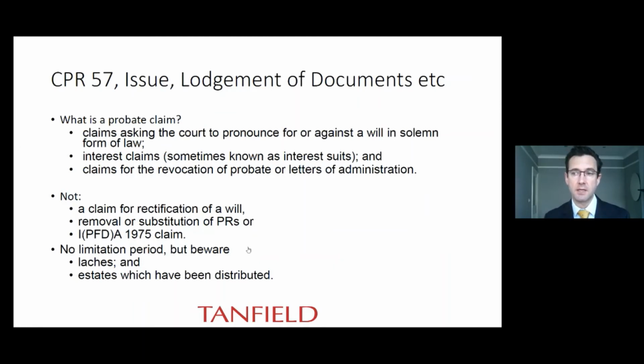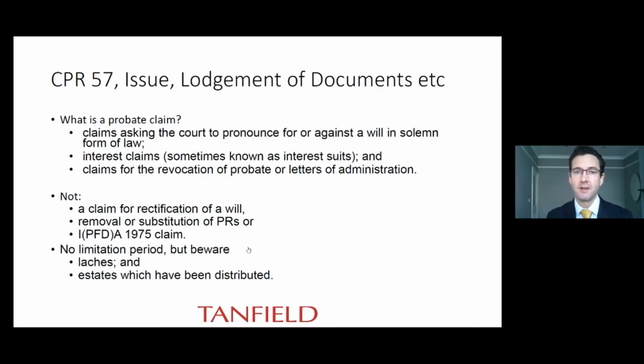There are 3 forms of probate claim. Firstly, there are claims asking the court to pronounce for or against a will in solemn form of law. Secondly, there are interest claims, otherwise known as interest suits. And thirdly, there are claims for the revocation of probate or letters of administration. What about limitation? Well, there's no statutory limitation period for probate actions. However, a subsisting probate claim may be struck out on the ground of delay in pursuing it, and that's the equitable doctrine of laches. Take care also of certain practical considerations.